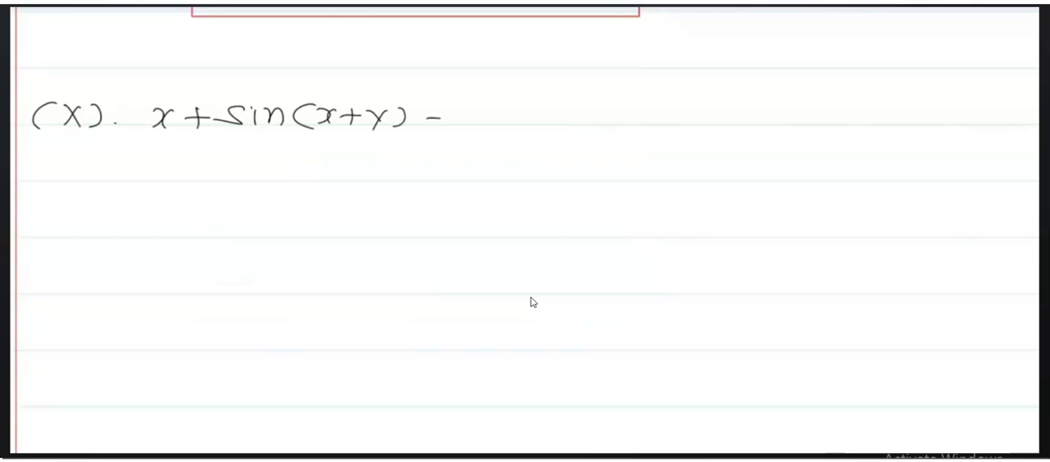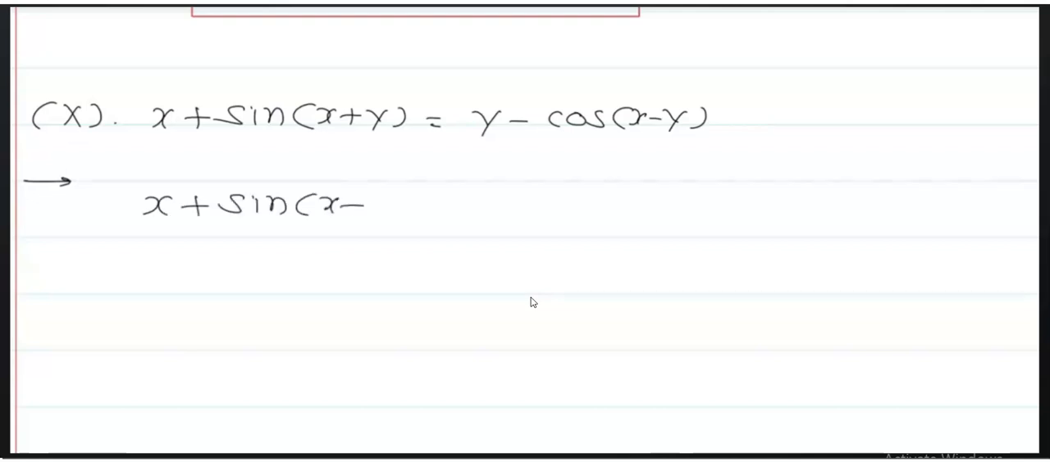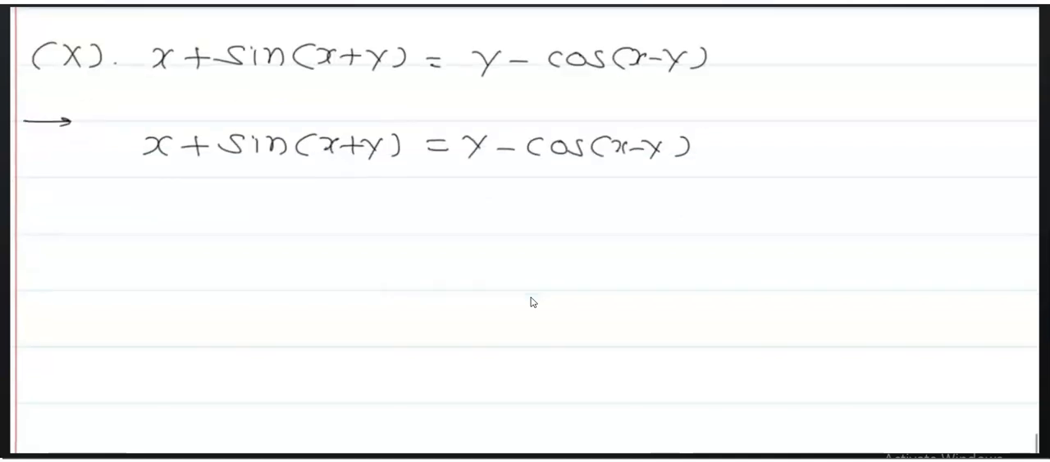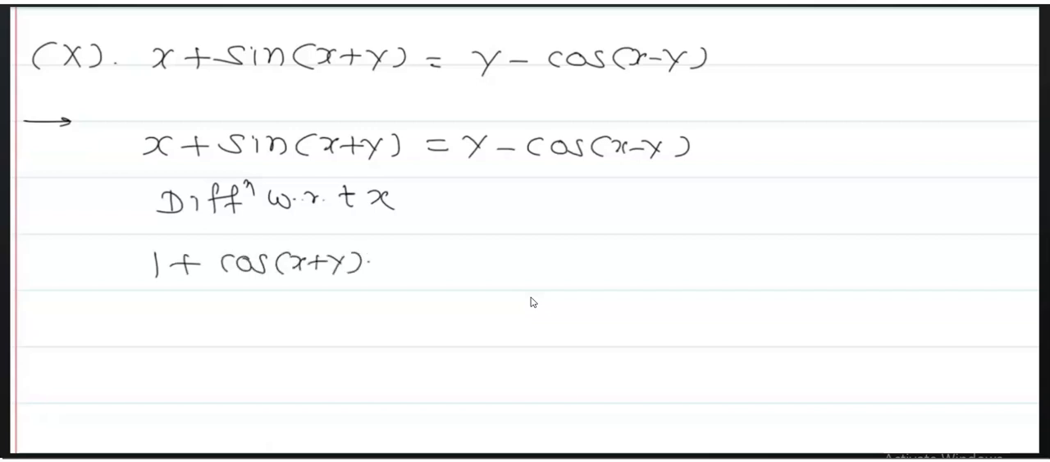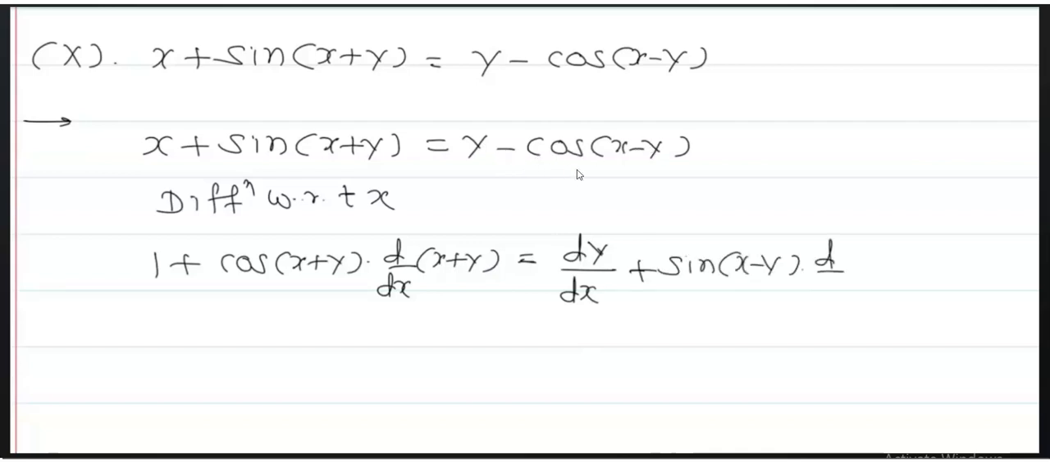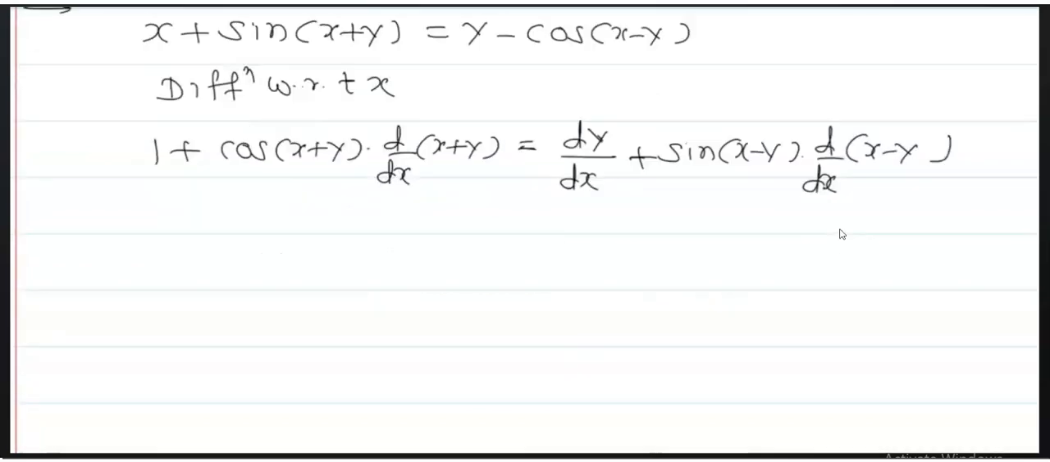number 10. x plus sin of x plus y is equal to y minus cos of x minus y. Now differentiate this with respect to x. The derivative of x is 1. The derivative of sin of x plus y is cos of x plus y into d/dx of x plus y. The derivative of y is dy by dx, and the derivative of cos of x minus y is minus sin of x minus y, and this minus minus will become plus, that is sin of x minus y into d/dx of x minus y.